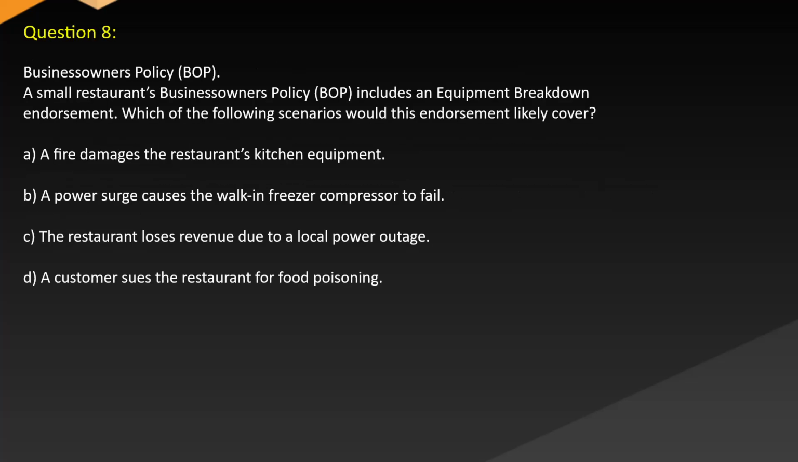Question 8. Business Owners Policy (BOP). A small restaurant's business owners policy (BOP) includes an equipment breakdown endorsement. Which of the following scenarios would this endorsement likely cover? A. A fire damages the restaurant's kitchen equipment. B. A power surge causes the walk-in freezer compressor to fail. C. The restaurant loses revenue due to a local power outage. D. A customer sues the restaurant for food poisoning.